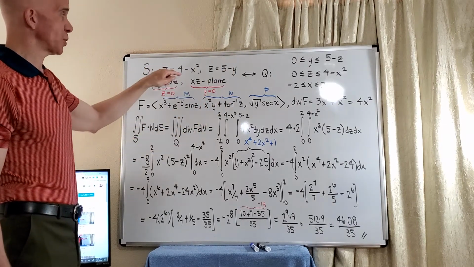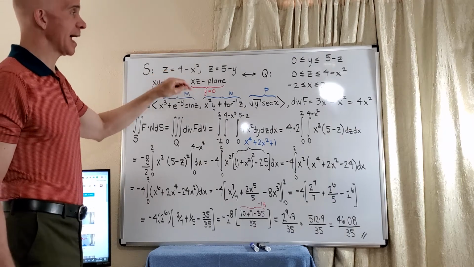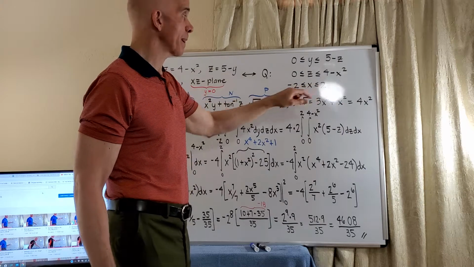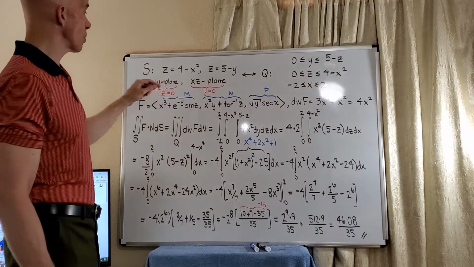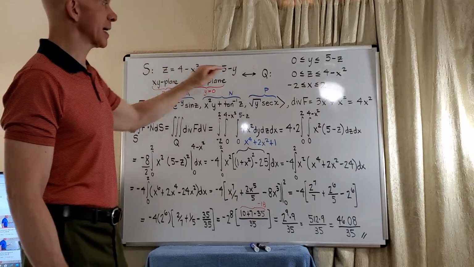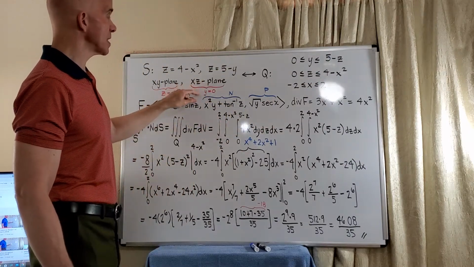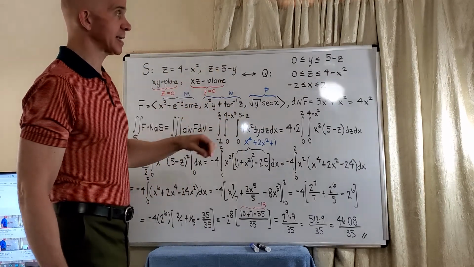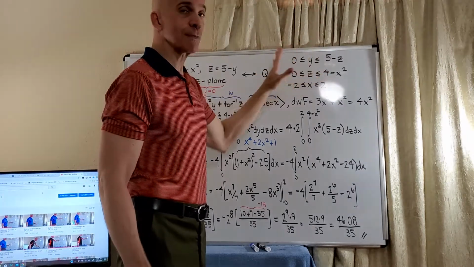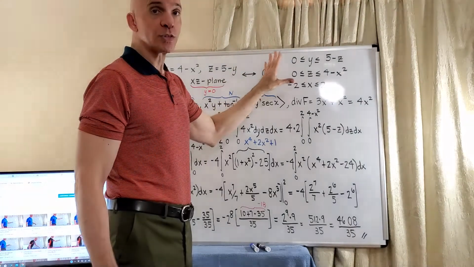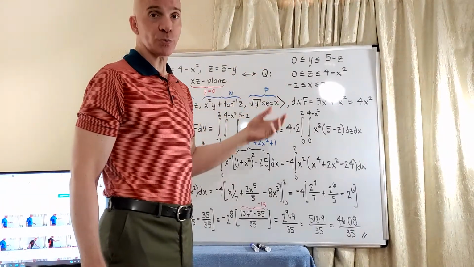So as you project onto the xz plane, you get x running from -2 to 2, and then of course you get z running from 0 to 4 minus x squared, and then as I noted before, y will run from 0 to 5 minus z. So this would be a very simple description of the solid Q that doesn't require lots of algebra.